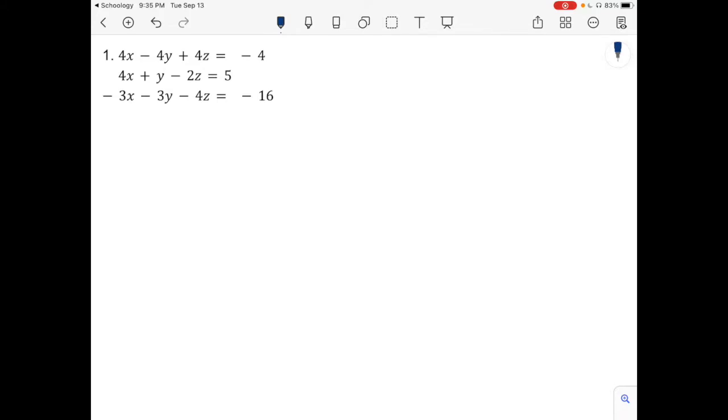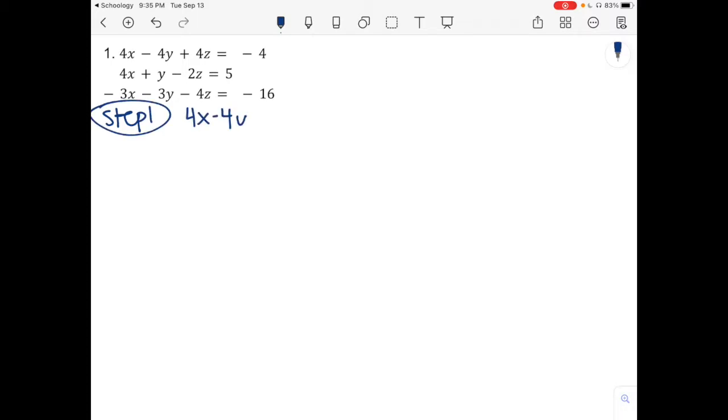Look for variables that already cancel. So the x's, I don't have two that are opposite. The y's, I don't have two that are opposite. But for the z's, I do. I've got this and this. So I can immediately take the first and the last equation and line them up for my step one. So step one, I'm going to take 4x minus 4y plus 4z equals negative 4. And then negative 3x minus 3y minus 4z equals negative 16.